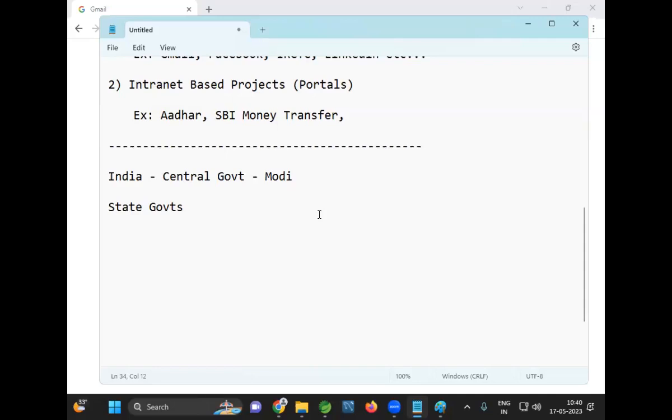Now, let's come to our project. Our project we have developed for a state in the US, which is called Rhode Island. Our project is a state government project, guys. Who is our client? State government. Rhode Island is a state. In the US, 50 plus states are available. In that, Rhode Island is one of the states.